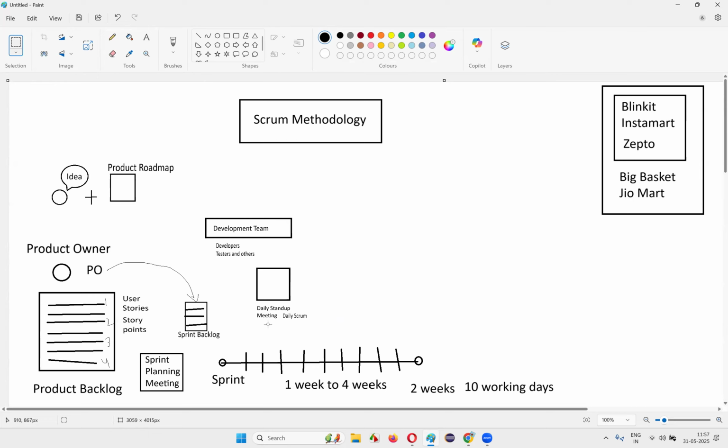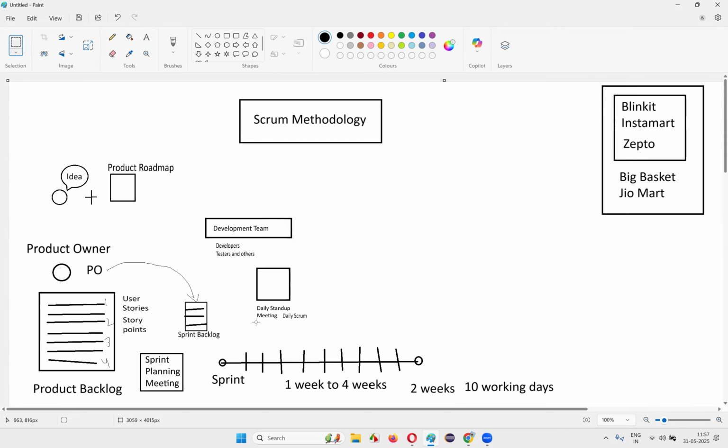Why am I calling it a stand up meeting? What do you think? Why am I giving the name stand up? First of all, the word daily is there. It is going to happen every day. In these 10 working days, this meeting will happen the first day, the second day, the third day, fourth, fifth, sixth, seventh, eighth, ninth, 10th. Total working days, this meeting will happen. That's why daily stand up, daily meeting.